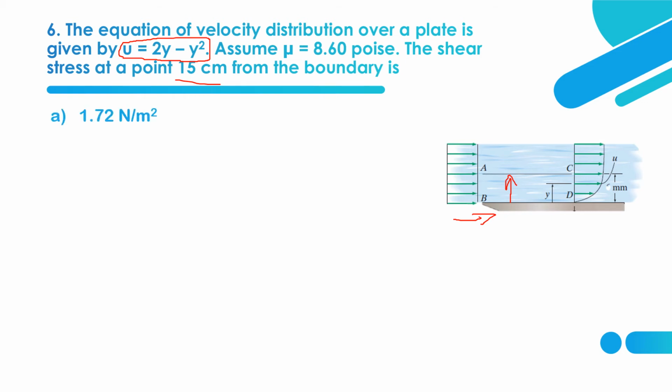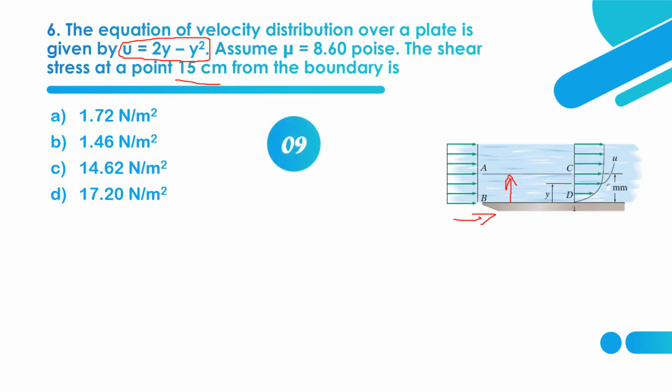So how to calculate that? By using Newton's formula, tau is equal to mu du by dy. We have already seen this in the previous question. We have to use that formula to find the shear stress at a point 15 centimeter from the boundary. So the correct answer is option B, 1.46 Newton per meter square. Now let's see how it's calculated.